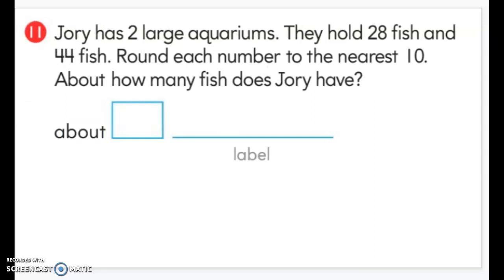Jory has 2 large aquariums. They hold 28 fish and 44 fish. Round each number to the nearest 10. About how many fish does Jory have?